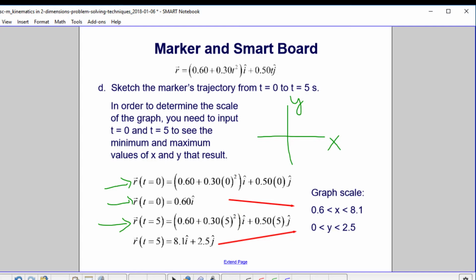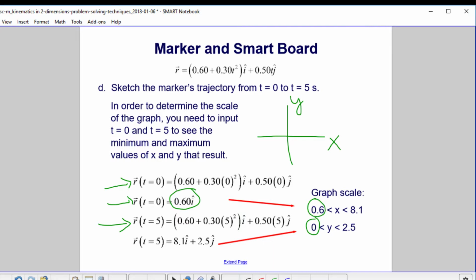So r at t equals 0 is equal to 0.6i. So we know that the lowest value of x will be 0.6. Now let's go, and what's the lowest value of y? Well, there is none, so that would be 0. So we've identified these terms.